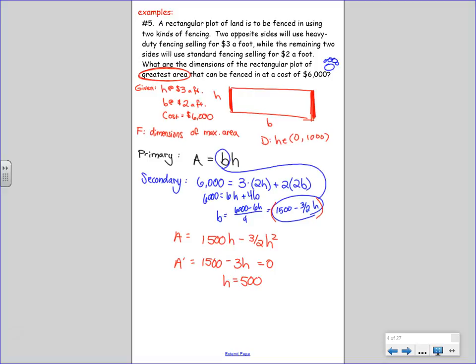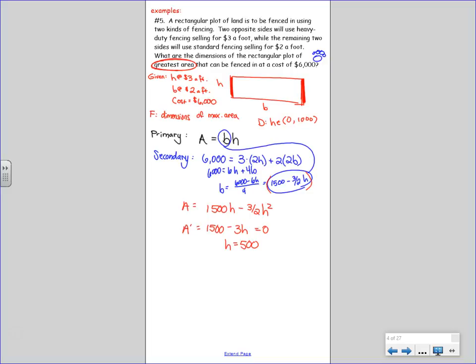Now, if you're like, I don't trust you, it's a random number that we got. Technically, how would we show it? We would do a quick little sign chart. If we go from 0 to 1,000, 500's in the middle. Guess what would happen if we were to plug 1 into A prime? It'd be positive. How about 600? It'd be negative. And guess what's at 500? A max. If it only increases and only decreases, that has to be the highest. So that could be our little justification, our rationale.